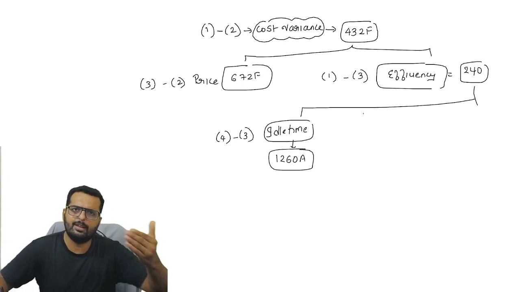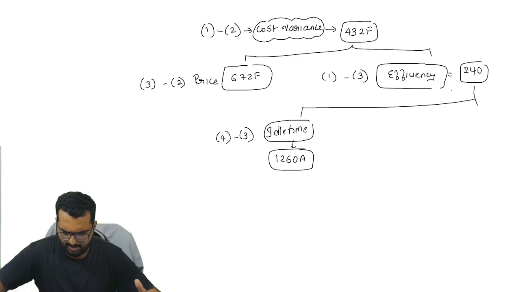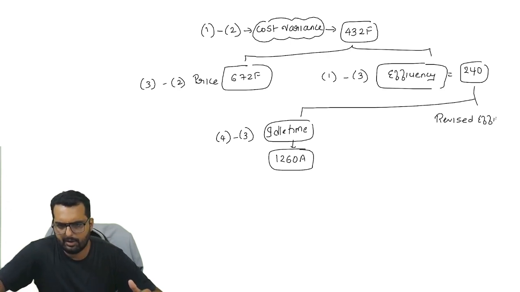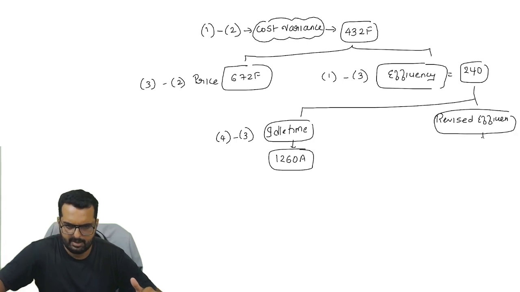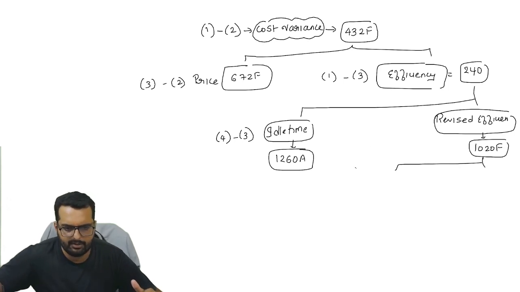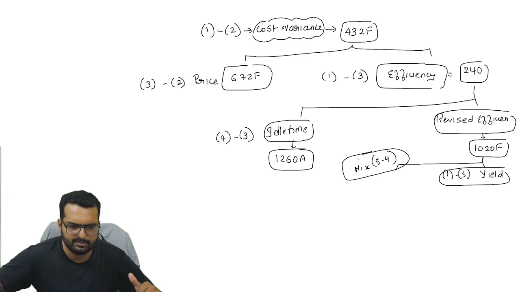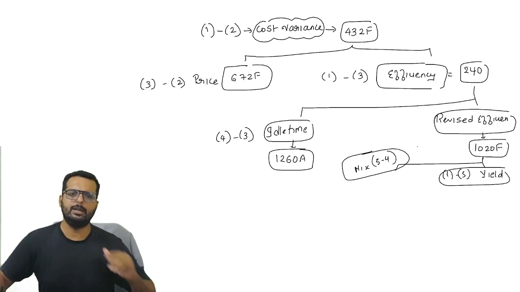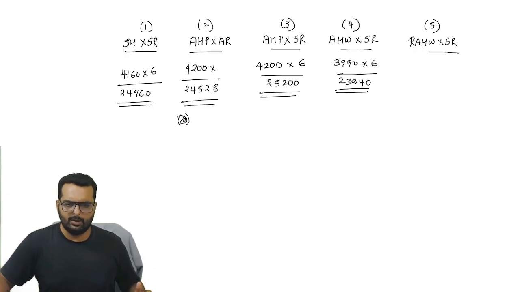So instead of doing it separately, we can do it in the table itself now. And the last one is what we will call it as revised efficiency. Okay. That would turn out to be 1020 favorable. Inside this, what we will have? We will have mix, that will be 5 minus 4, and 1 minus 5 will be what? That will be yield. But in this question, since it is not applicable, I am keeping it this way. Friends, can you write down this in your books? Not applicable in this question.